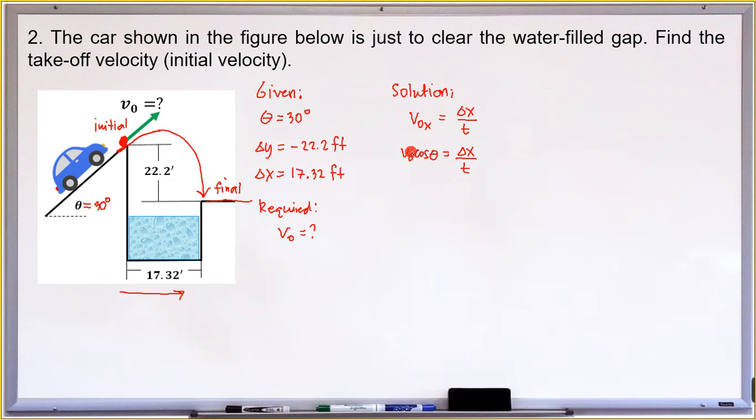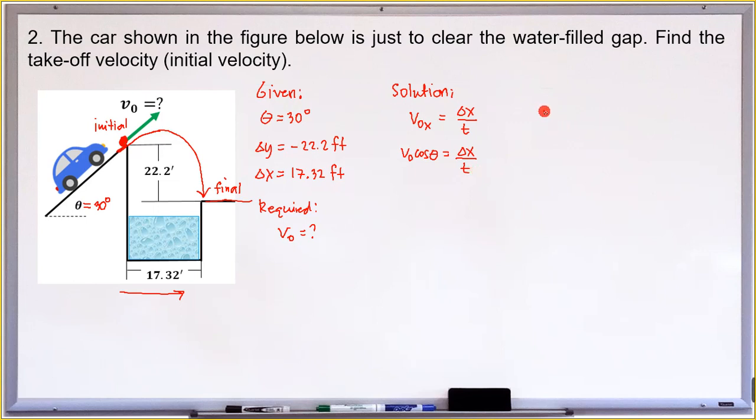However, if we're going to use this equation, we only have delta x, but no value for the initial velocity, because that is what is required, as well as the time. We don't have a value for the time. So we need to find another kinematic equation, so that at least one of them we can get.